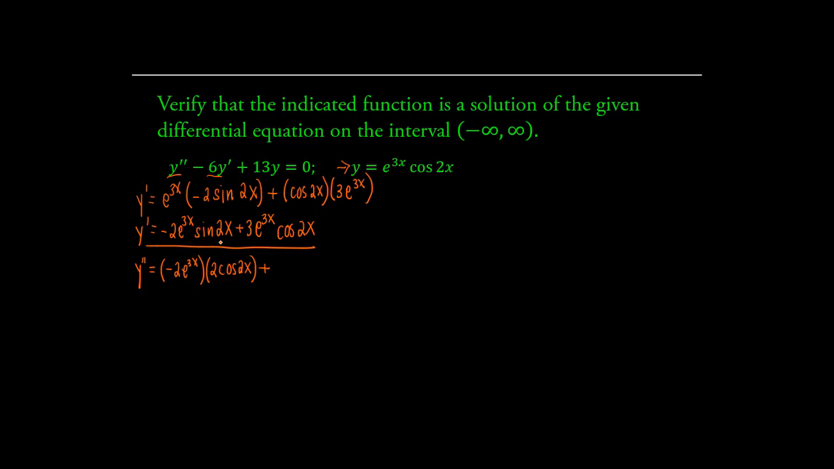We're going to have to apply the product rule 2 separate times, and we're still within the first of our attempts. So this time I'm going to hold or not change sine 2x, and I'm going to take the derivative of negative 2e to the 3x, which gives me negative 6e to the 3x.